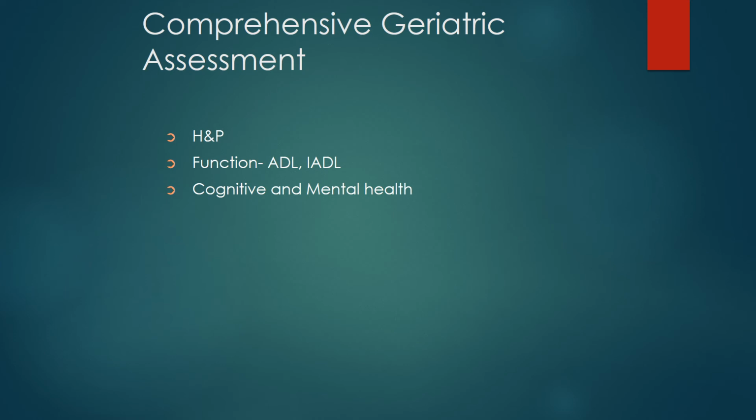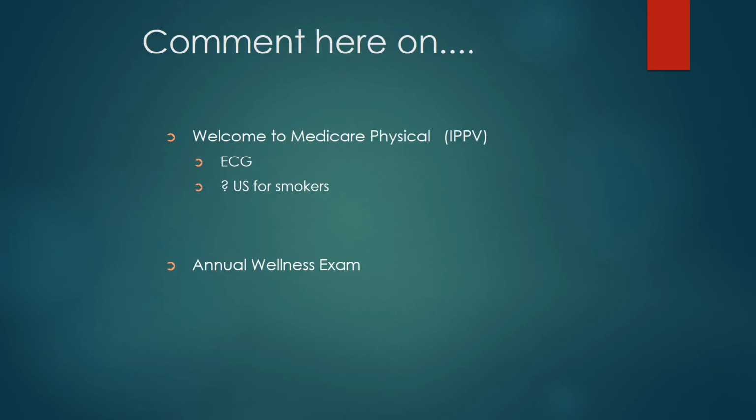When you do that H&P, you're going to look at function, you're going to look at activities of daily living and instrumental activities of daily living. In a couple of slides, I'll talk about some scales that can be used to do that. And also you're going to try to get a more extensive cognitive and mental health evaluation.